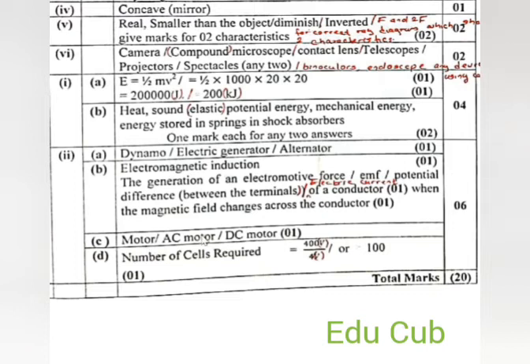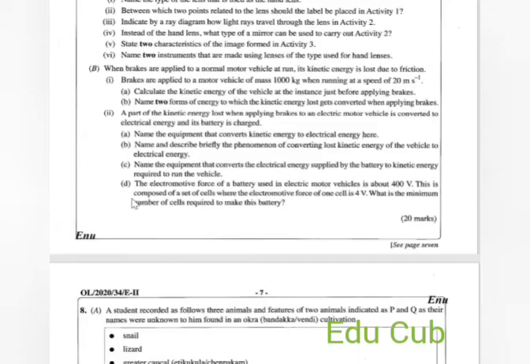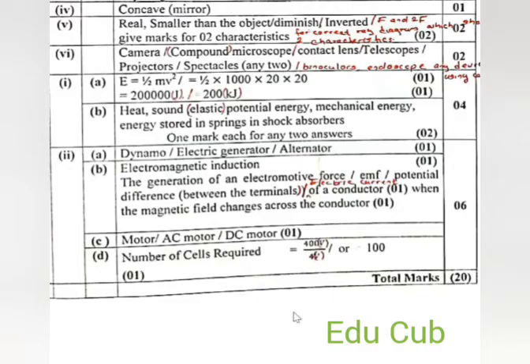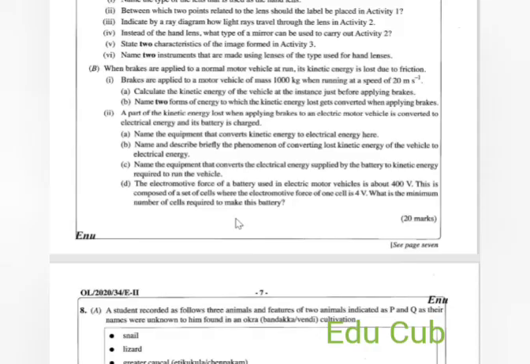Motor, AC motor or DC motor. Part D, the electromotive force of the battery used in electric motor vehicles is about 400 volts. This is composed of a set of cells where the electromotive force of one cell is 4 volts. What is the minimum number of cells required to make this battery? You have to divide 400 volts by 4 volts, so you need 100 cells here.